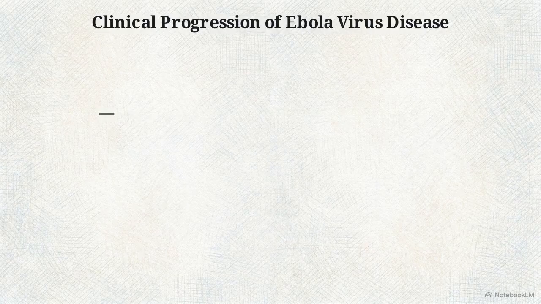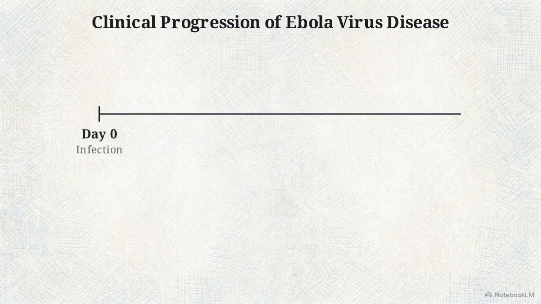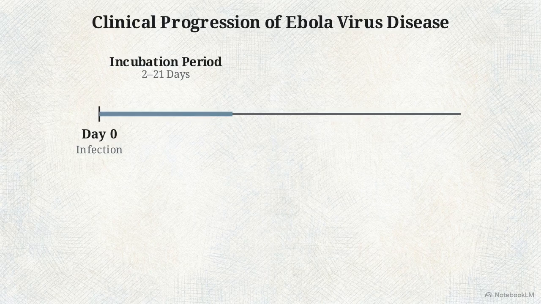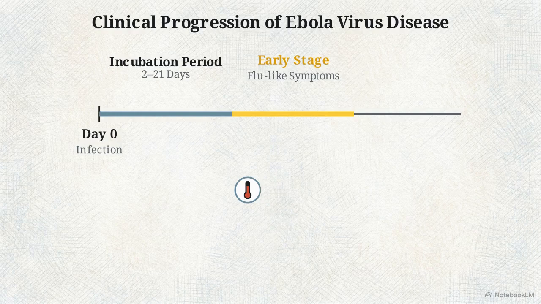Once a person is exposed, there is a waiting period. This timeline shows how the virus hides silently in the body for anywhere from 2 to 21 days before the first signs of illness appear. When symptoms do show up, they are deceptive. It starts out looking like a standard flu, bringing a sudden fever, chills, severe muscle aches, and a sore throat.